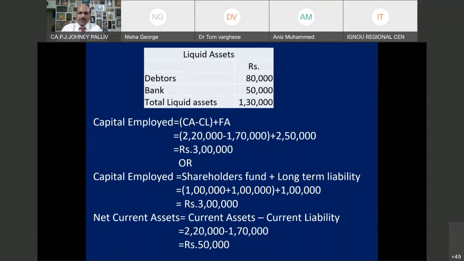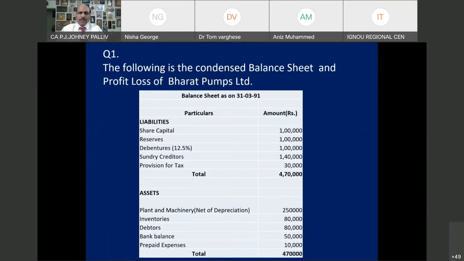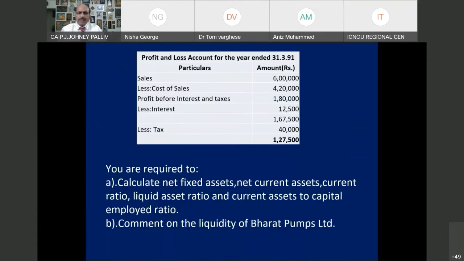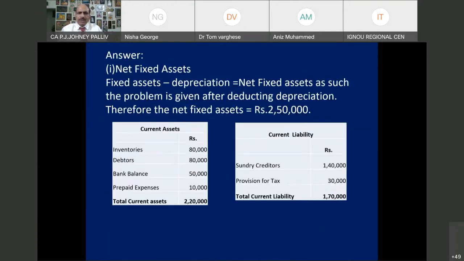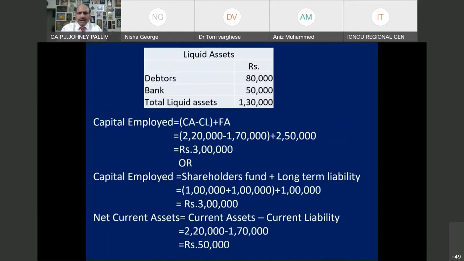In other words, capital employed is equal to, you can see the balance sheet, your capital, that is the long-term funds. Long-term funds consist of share capital 1 lakh, reserves 1 lakh, debentures 1 lakh. That is what is called the total long-term funds. That is 1 lakh plus 1 lakh plus 1 lakh, shareholders' funds plus long-term liability. Shareholders' funds is 1 lakh plus reserves and surplus 1 lakh, plus long-term liability is 1 lakh. Therefore, capital employed is equal to 3 lakh rupees.